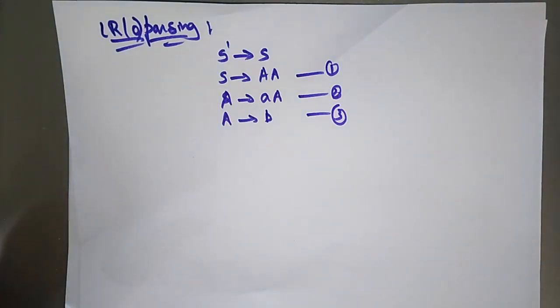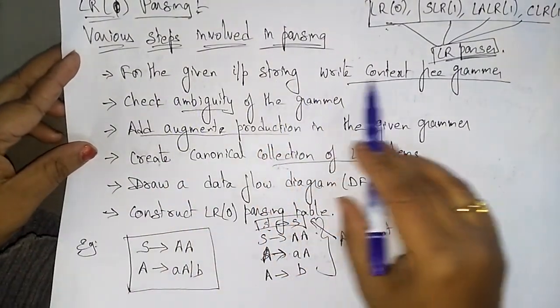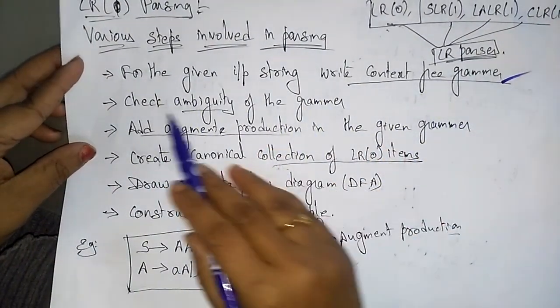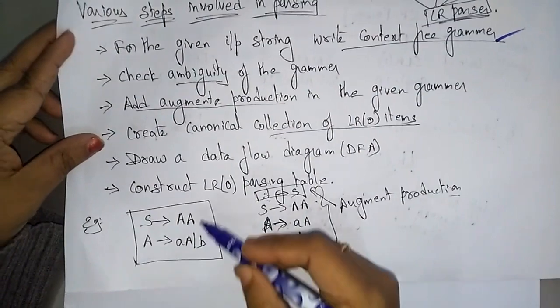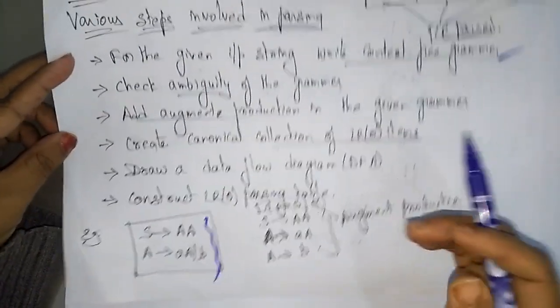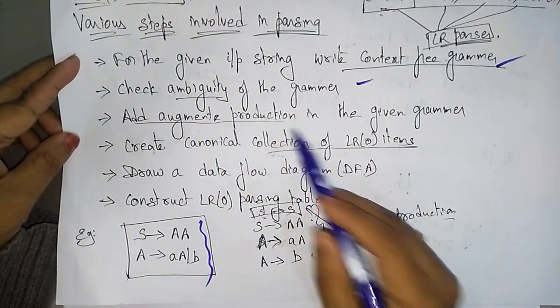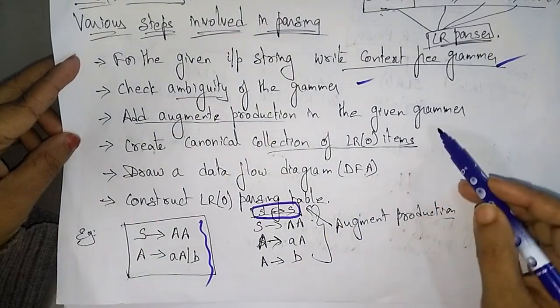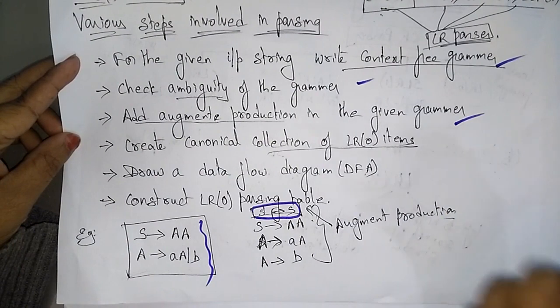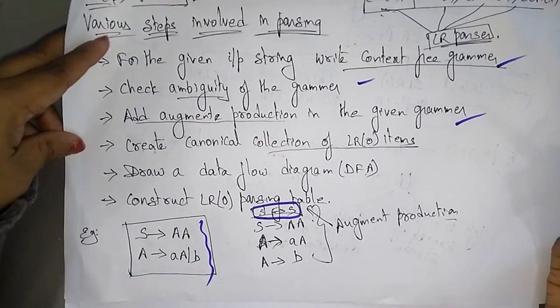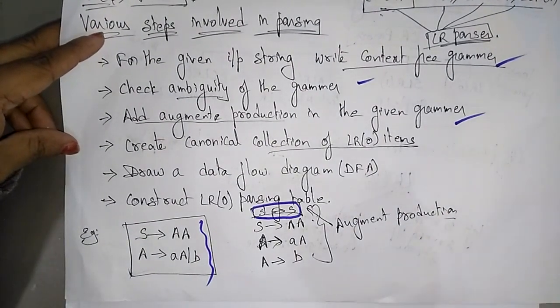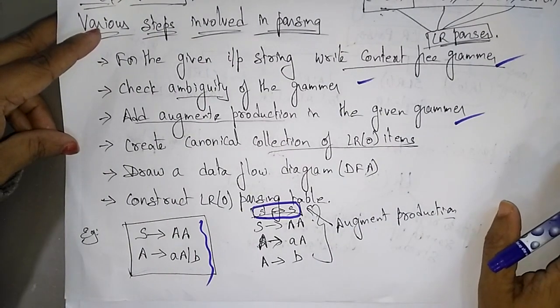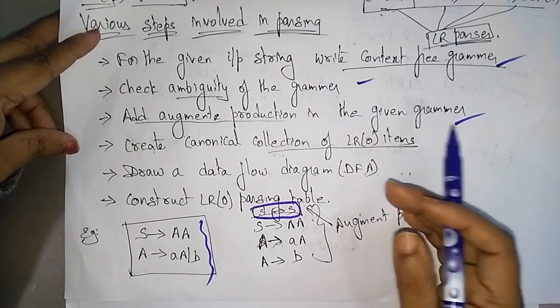According to the rules of constructing LR parsing, the first thing is, for the given input string, write the context free grammar. Check the ambiguity in the grammar. We have checked there is no ambiguity in the grammar. And add the augmented production. So we added S' determines S, that is the augmented grammar. This grammar helps to read the string properly, and you will get the output, meaning the accepted string.